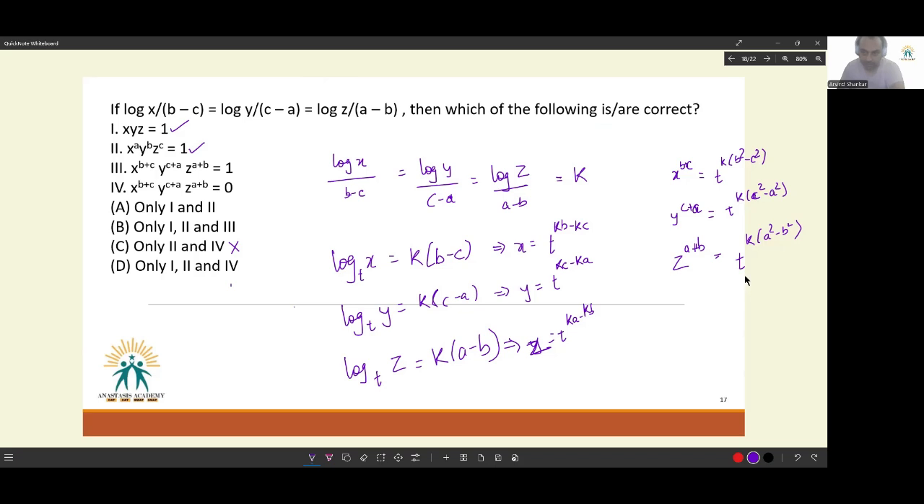Which essentially gets us to, again, when these three multiply, every term will cancel out: kb square minus kc square, and ka square minus ka square positive, everything will multiply. When these terms multiply, I'll get t raised to the power 0, which is equal to 1. So this 3 is valid, which also means this 4 is not valid. These three terms after multiplication will not give 0, they will give 1. So the answer to the question will be option B.